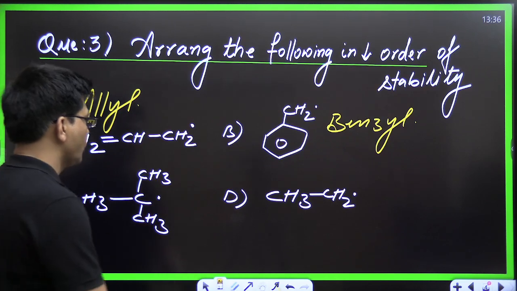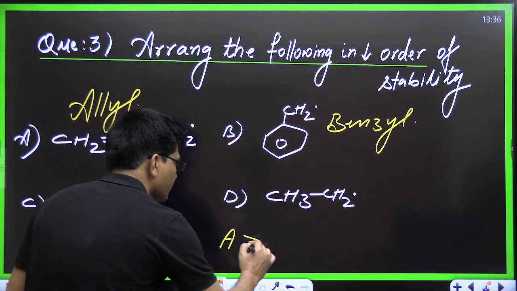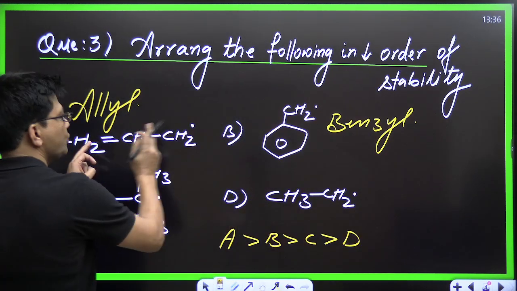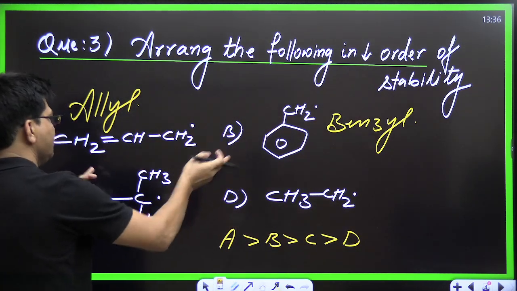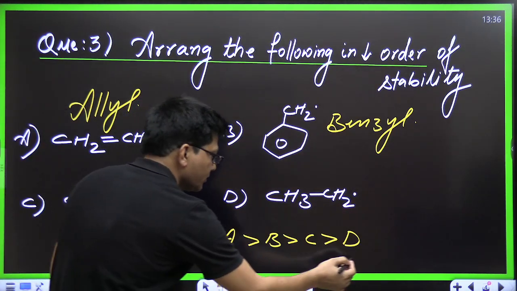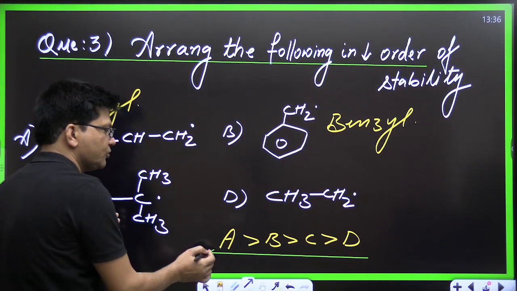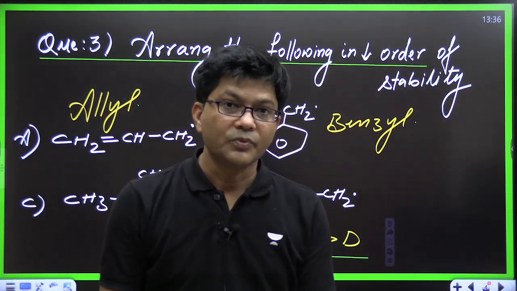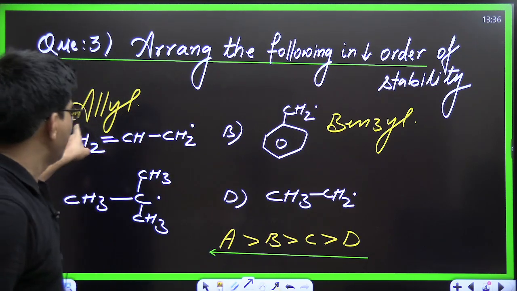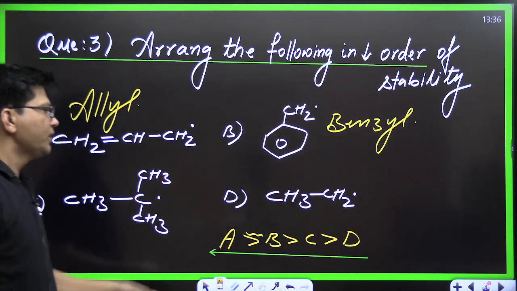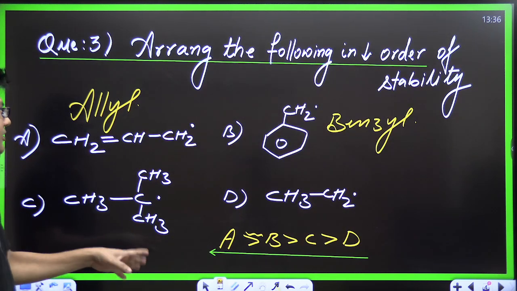So the answer is once again A, then B, then C, then D. There was a twist in between A and B only. Now see, whether for IIT or for NEET, for both, this is the correct answer. There is no chaos, there is no ambiguity, nothing. Although A and B's stability is approximately very close, but yes, this is the correct answer.